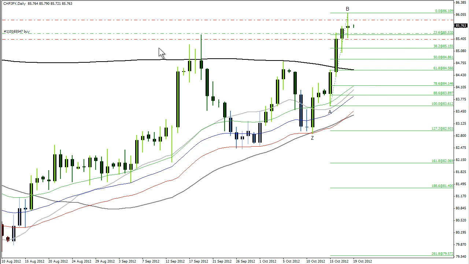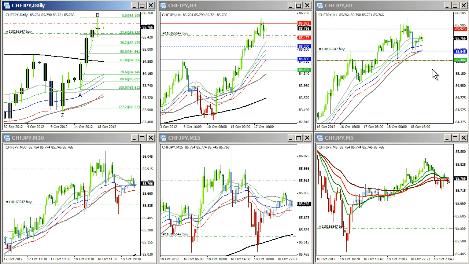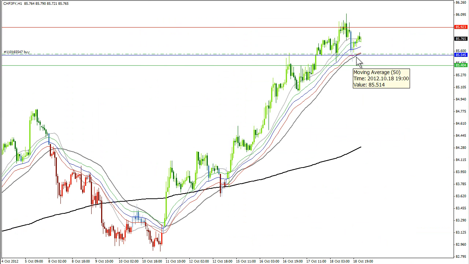except for the fact that you'll notice that my entry is very much in line with the 23.6 on the daily, right around the major psych level of 85.50. Now, again, subjectivity of Fibonacci being what it is, the Fibonacci really wasn't guiding my entry on the 1 hour. It was really a matter of the pullback into the wave and the major psychological level that I want to position myself up against.